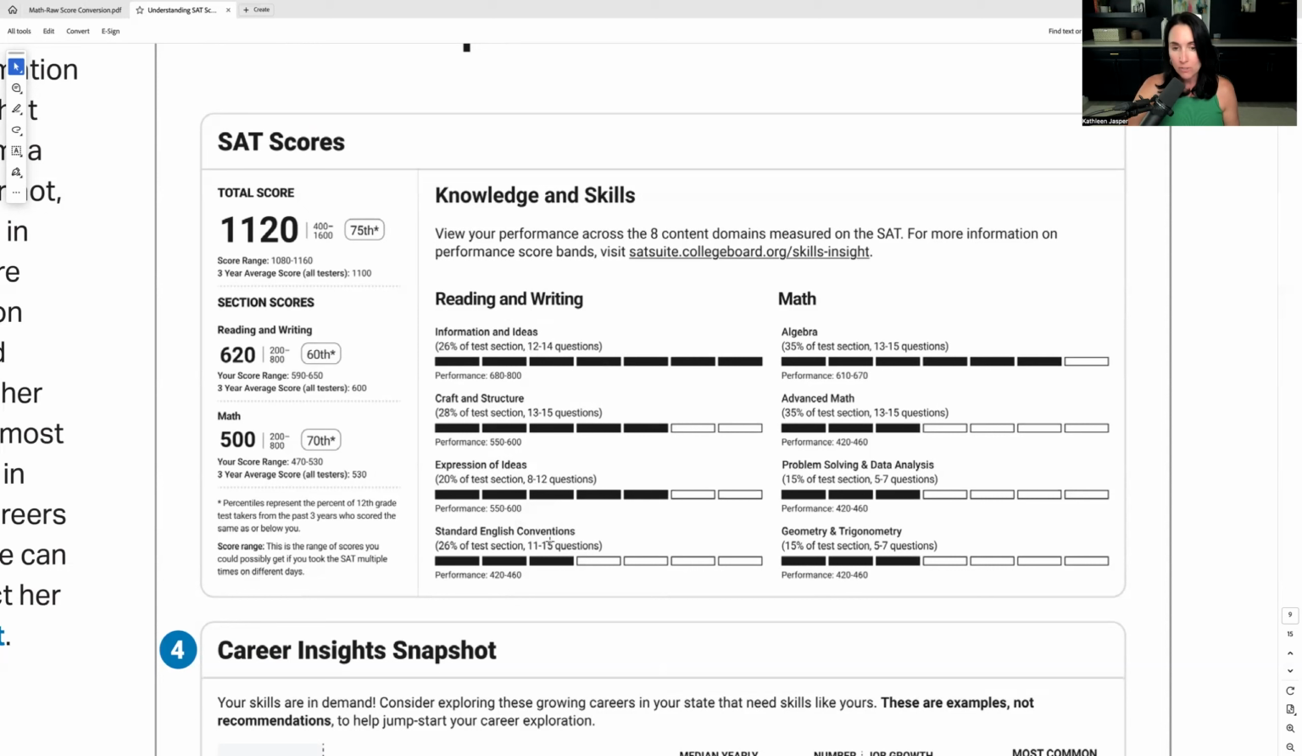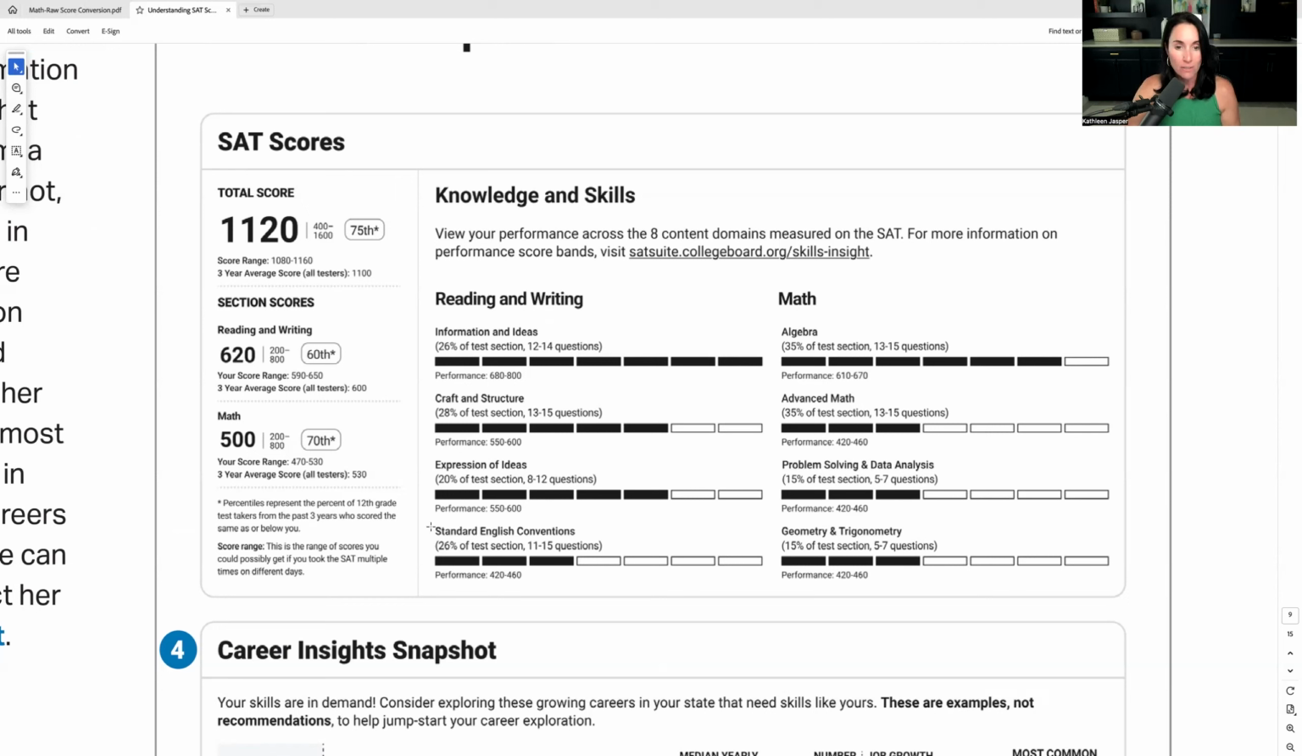And then standard English conventions, you did the worst on. Now, the good news about this is standard English conventions is really easy to fix. If you just do a little grammar fix up on some of these things, you can boost this very easily and get this 620 up, up, up. So it's very helpful to see the breakdown of the content domains and where you scored well and where you need to do more work.